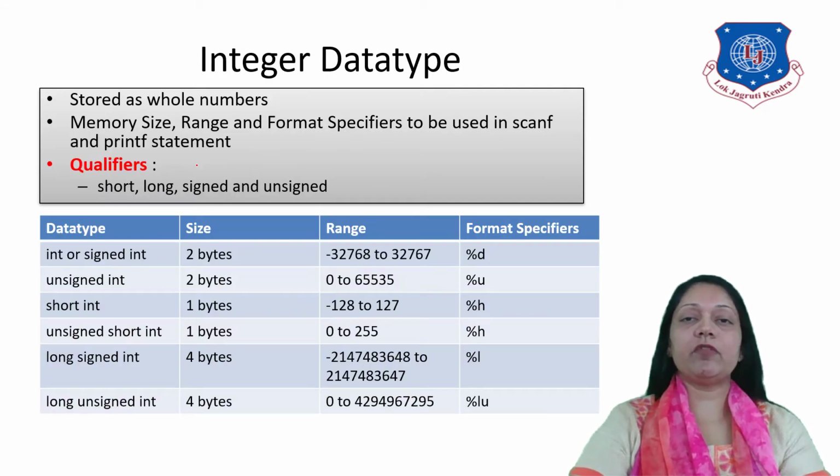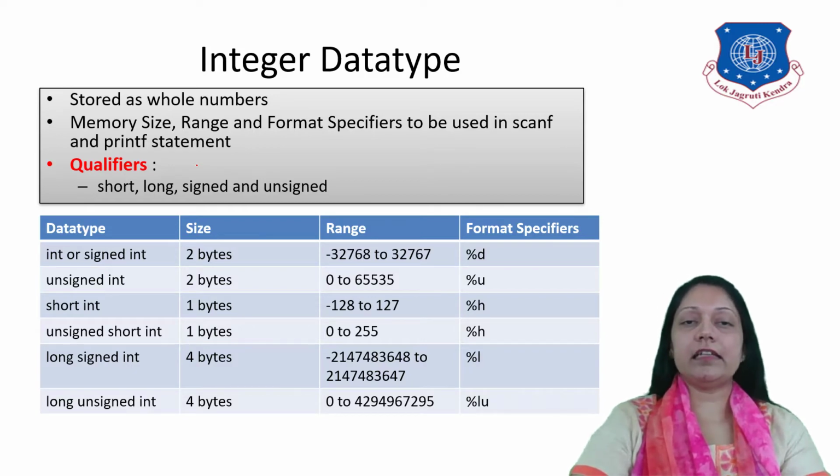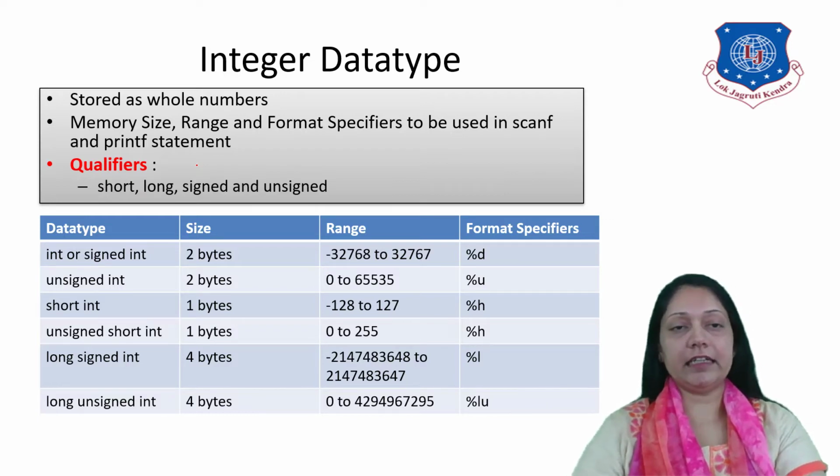So in primary data type, the first one is integer data type. Integer data type is used for storing whole numbers without floating point values. For this data type, we are going to see three important aspects. That is the memory size, that is how many bytes it occupies in memory. Next is the range. Range will determine what would be the minimum and the maximum value of the data type. And the next is format specifiers. That is, for input-output functions like printf and scanf, what would be the format specifier for this particular data type.